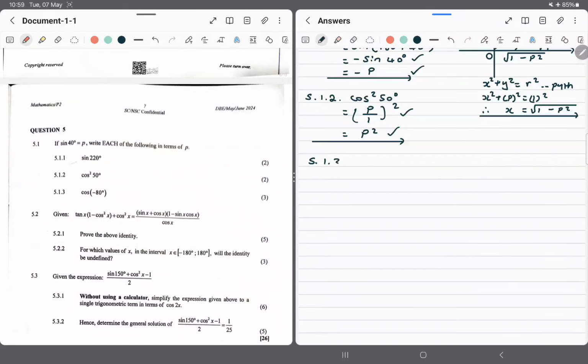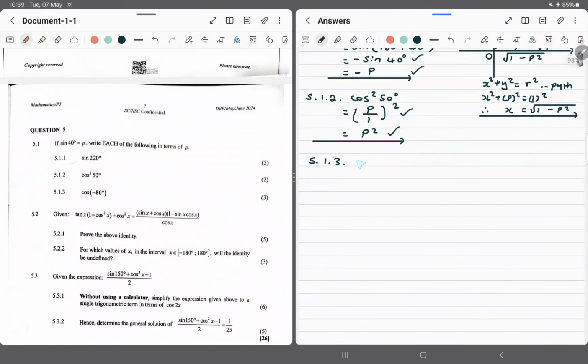So this is 5.1.3. We've got cos of minus 80 degrees. Now, cos of a negative angle means it's an angle in the fourth quadrant. Cos is positive, so this is cos of 80 degrees. Now 80 degrees is 2 times 40 degrees, so this is 2 cos squared 40 degrees minus 1. I'm choosing that double angle expansion.